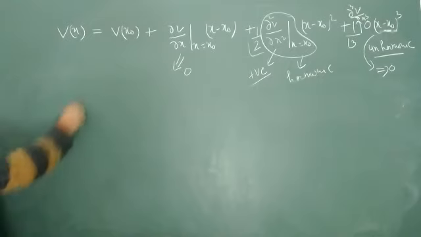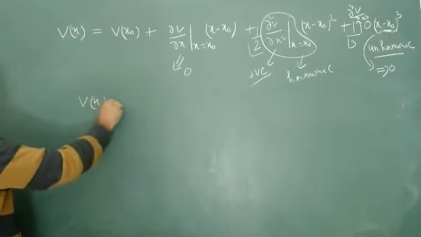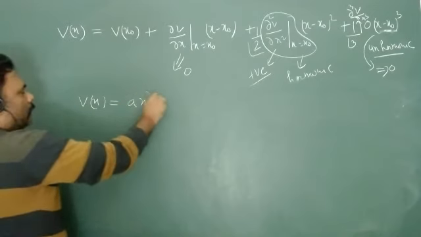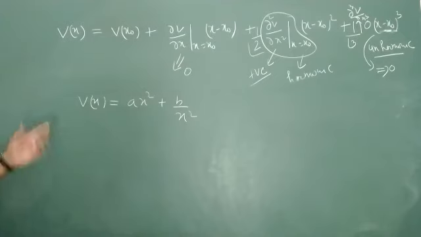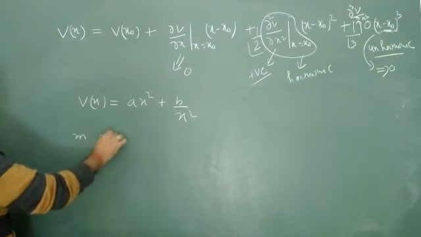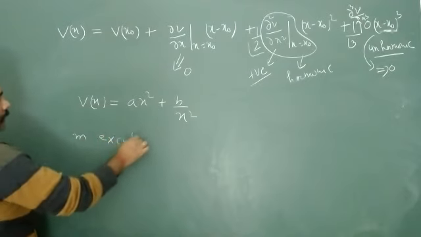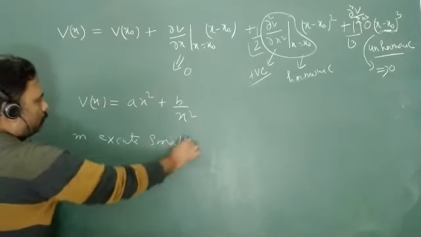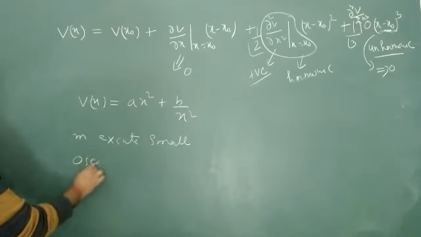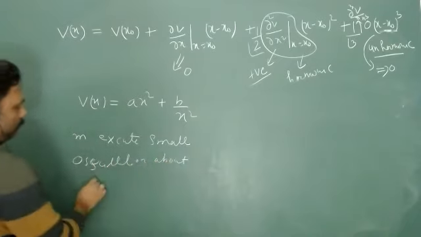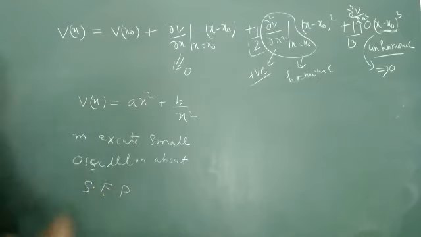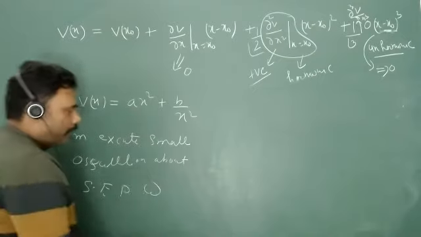Suppose I have a potential, a very nice potential, a x square plus b upon x square. And suppose a particle of mass m executes a small oscillation about a stable equilibrium point. So we need to find what will be my frequency.